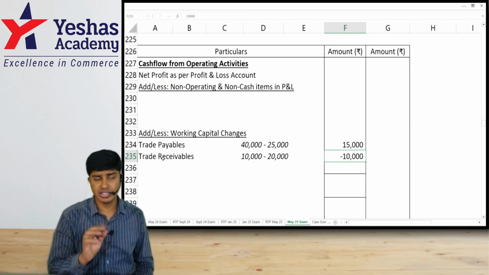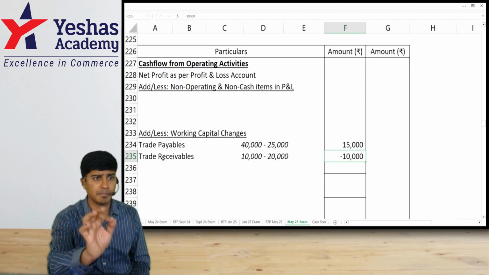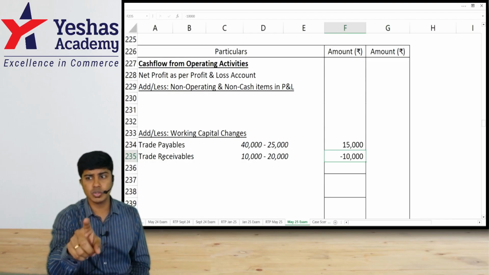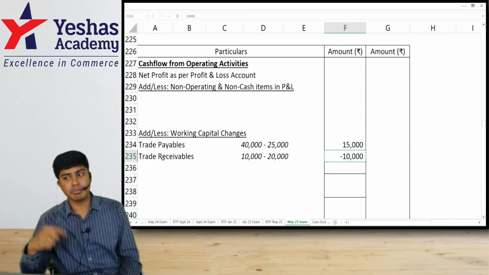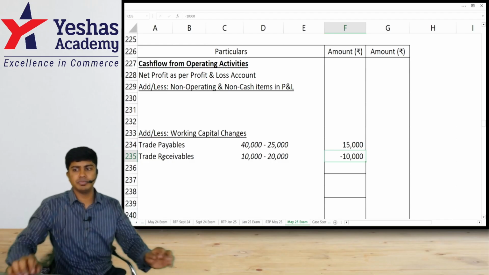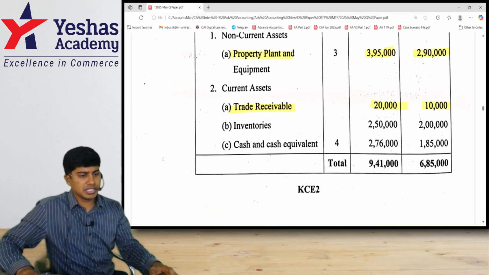Write them as it is. This is the easiest way to do changes in working capital. Current assets, opening minus closing. Current liabilities, closing minus opening. I hope everyone understood. Please see, what do we have after this trade receivables?